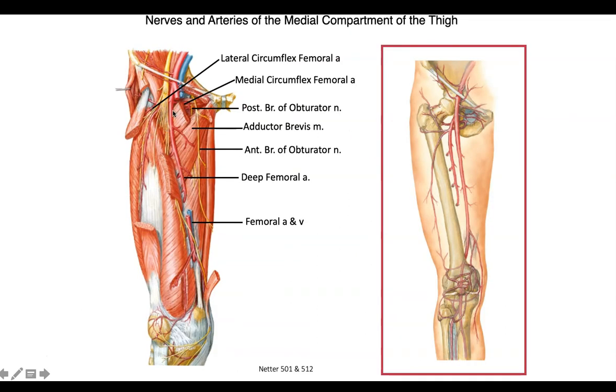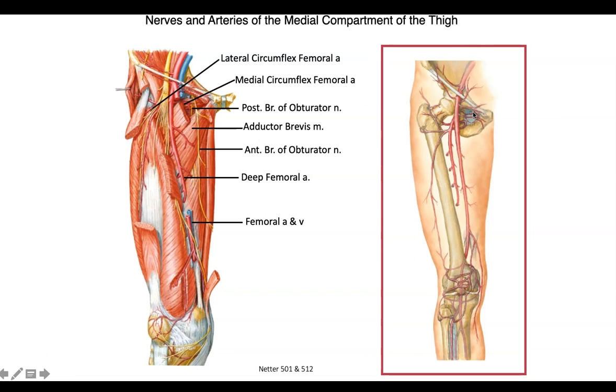The nerve of the medial compartment of the thigh is the obturator nerve. Obturator nerve is another branch of the lumbar plexus. It enters into the thigh through the obturator canal. You will see in the lab, within the obturator internus muscle, there is a canal, the obturator canal, through which the obturator nerve and obturator artery pass.